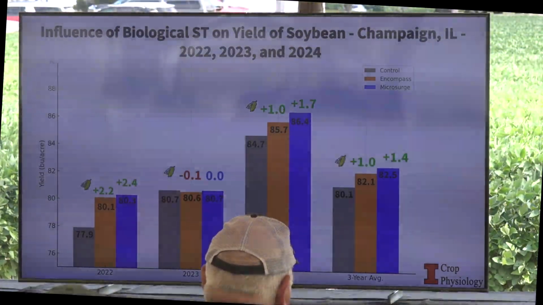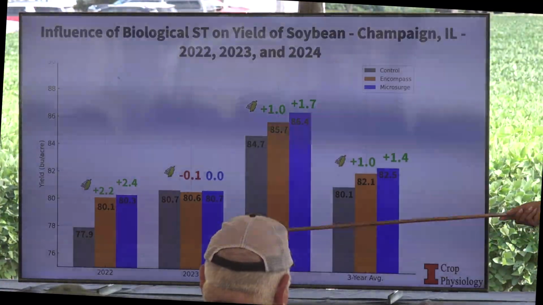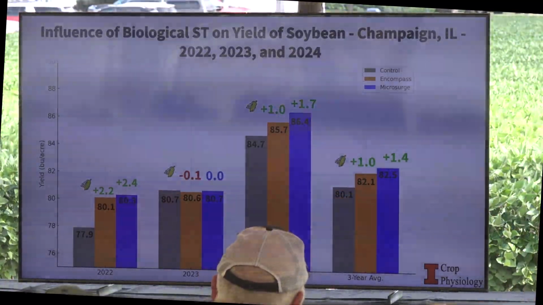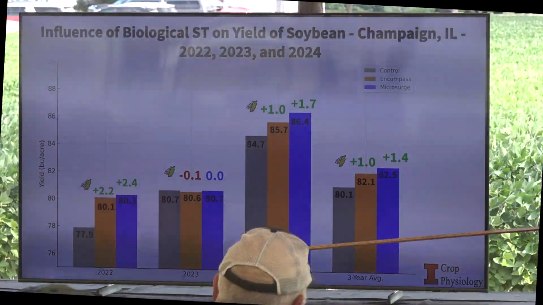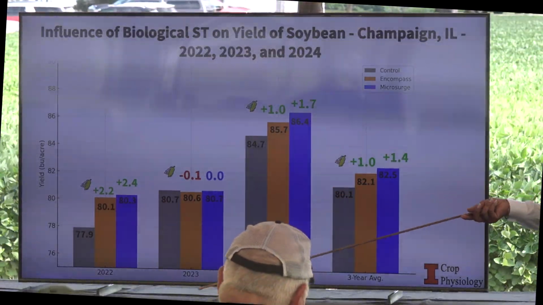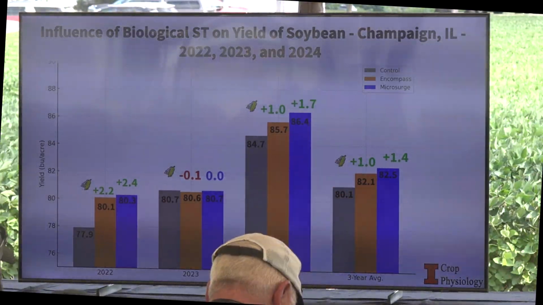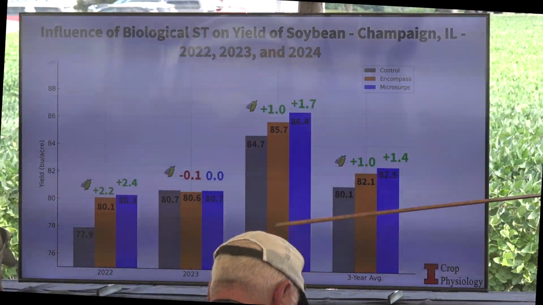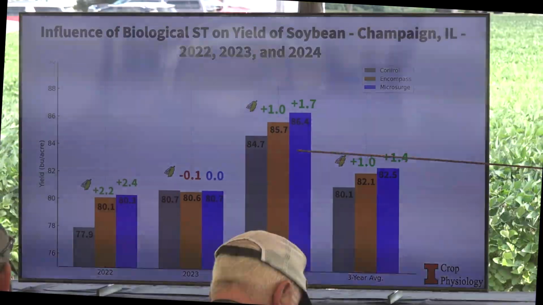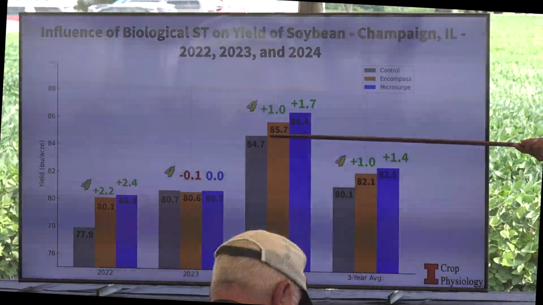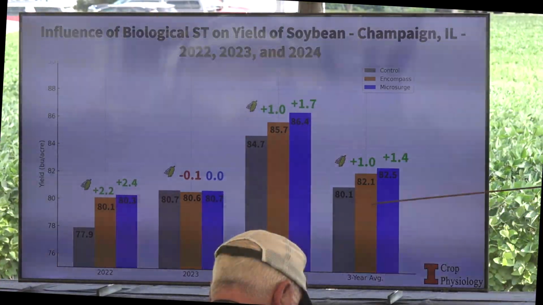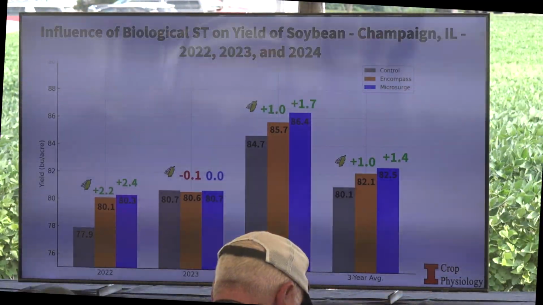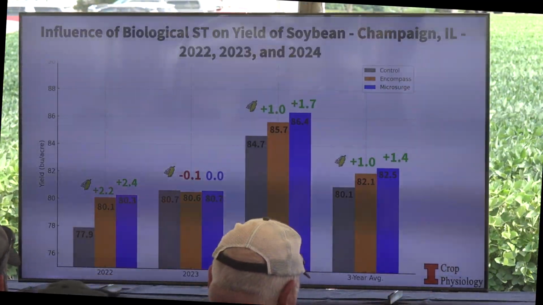So in 22, we had an increase for both of around 2 bushels per acre. 2023 was a very tough year. It was a very dry year, and biologicals don't like that much, so they didn't perform very well. But in 24, we still had a significant increase, 1.7, and an average of 1 and 1.4 bushels per acre with those products.